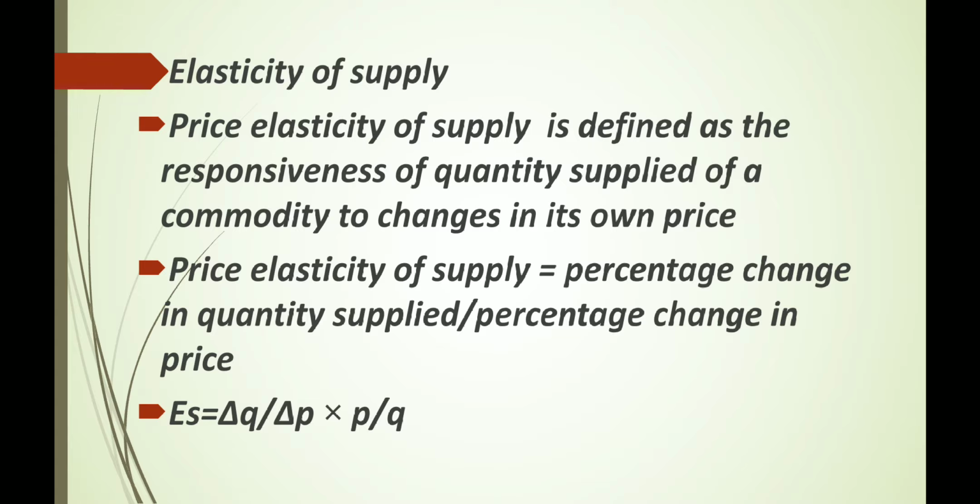ES is equal to delta Q by delta P into P by Q, where P is the initial price, delta P is the change in price, Q is the original quantity supplied, delta Q is the change in supply.